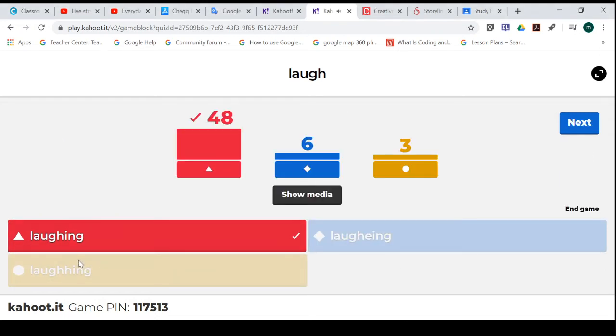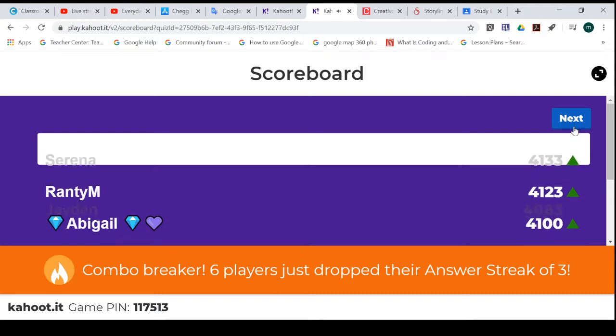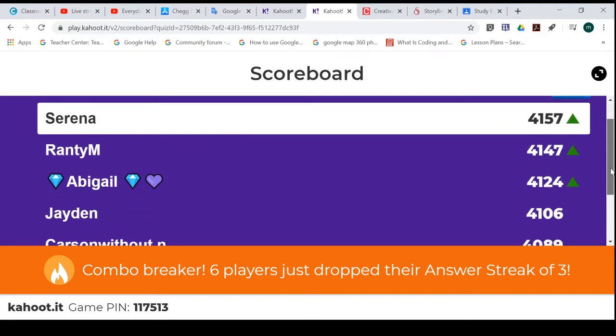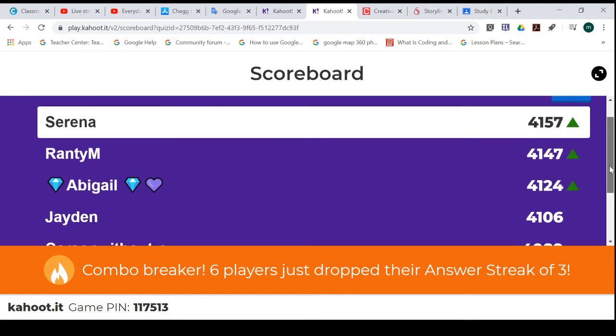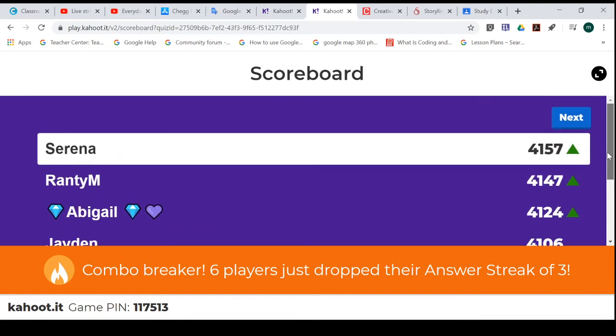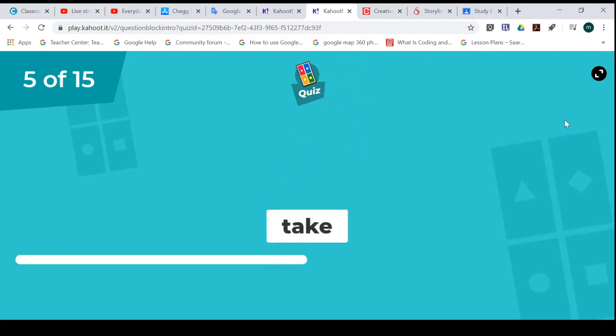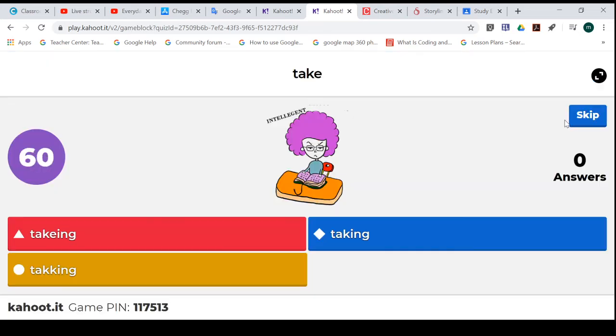Okay guys, of course laughing, we just add ing and that is it. Alright, has this changed our leaderboard? Ooh, Serena, you've jumped up into top spot. Jaden's gone down a bit. But same people in the top five. Let's try another one. Take. How do you spell taking?